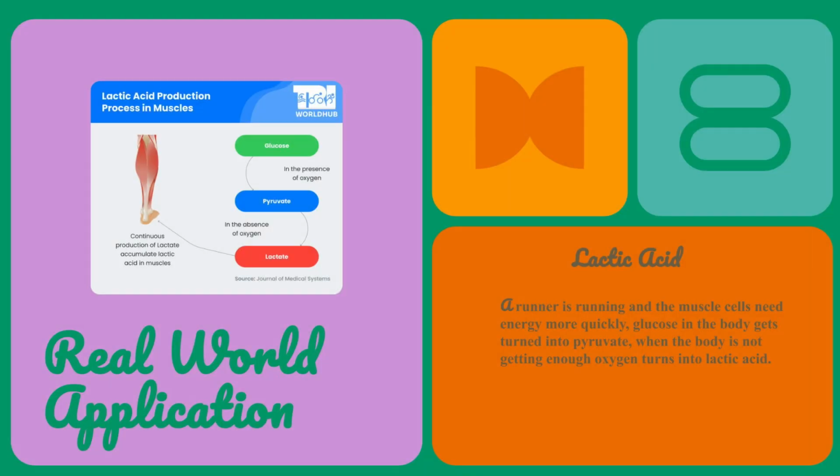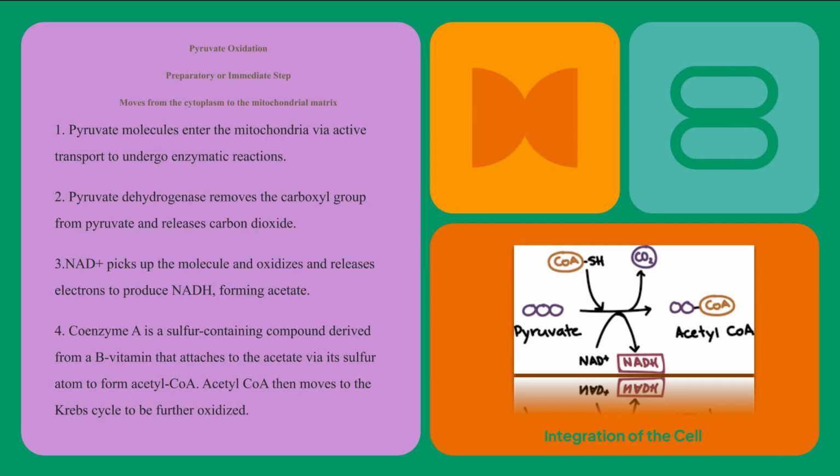To apply this is lactic acid. A runner is running and the cells in his muscles need energy more quickly. Glucose in the body gets turned into pyruvate, and when the body is not getting enough oxygen, it turns it into lactic acid.